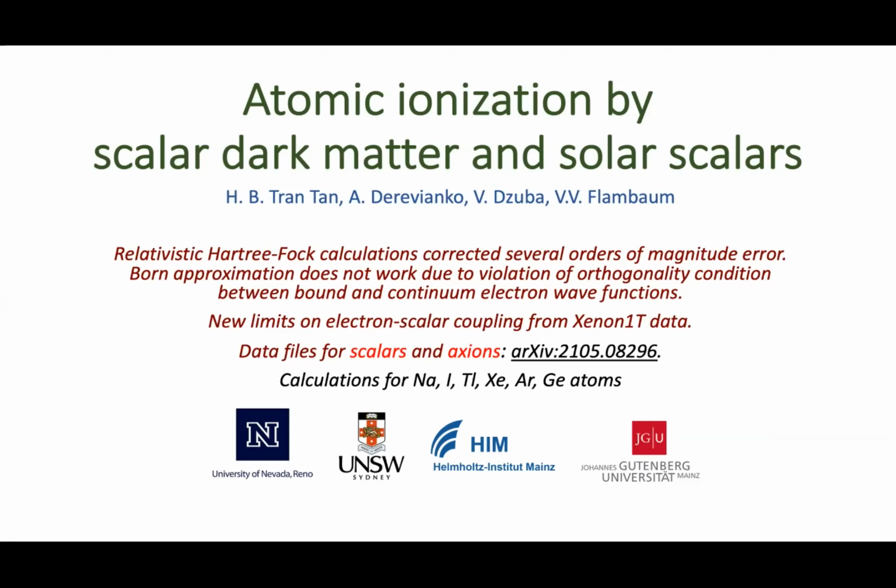Actually, if you believe that the result is not zero, you will get the interaction constant. We have data files for scalars and axions, because we also made some corrections for axion cross sections. And we have these files with data, which may be directly used in experiments, on arXiv. Calculations were done for sodium, iodine, thallium, xenon, argon, germanium atoms. So all we could think about in the recent detectors, but we can do it for anything else because the program is running and we can do whatever we want. Okay, this is my first aim, and I just tried to explain what we actually have done.